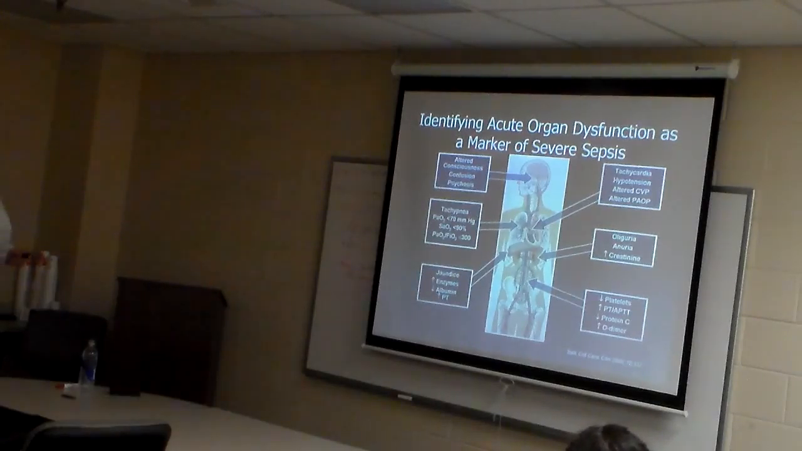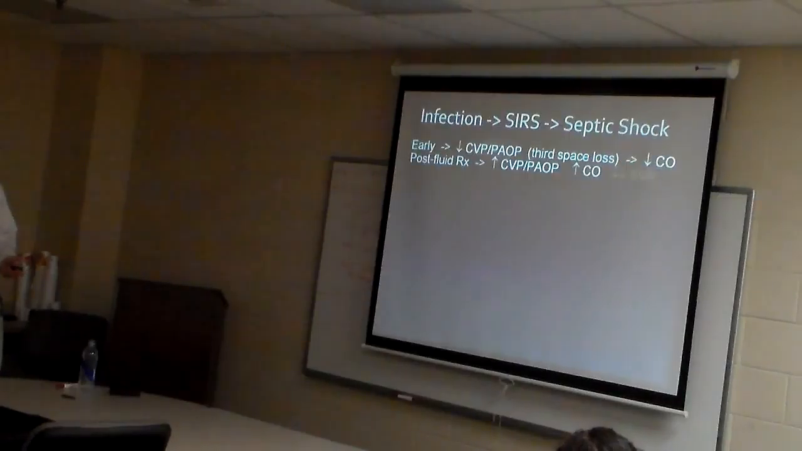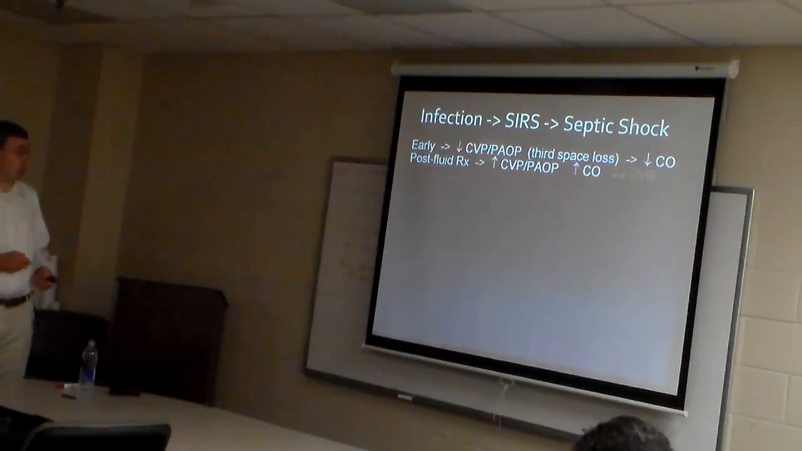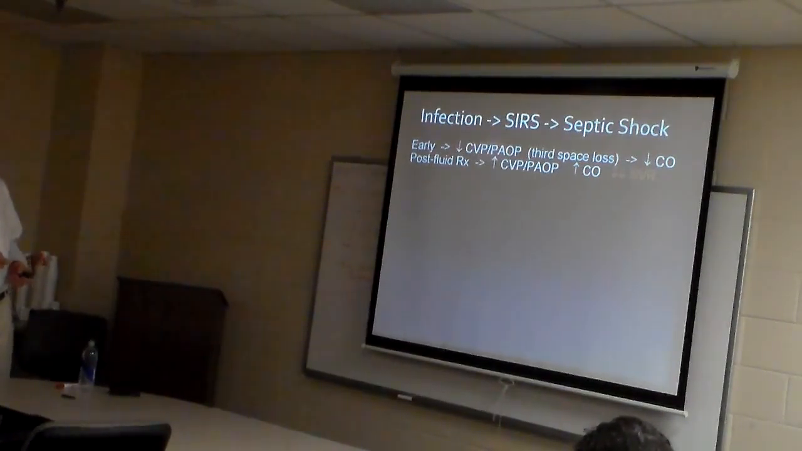These are your markers of end organ hypoperfusion and end organ dysfunction, acute organ dysfunction. We've already talked about this in terms of pathophysiology, right? So early sepsis: third space loss, drop in CVP, dropping your wedge pressure, your pulmonary artery occlusion pressure, decrease in cardiac output initially if you're dropping your preload enough. Then after fluid resuscitation, you tend to increase your CVP, increase your cardiac output, and you'll often see the profound drop in SVR after fluid resuscitation.